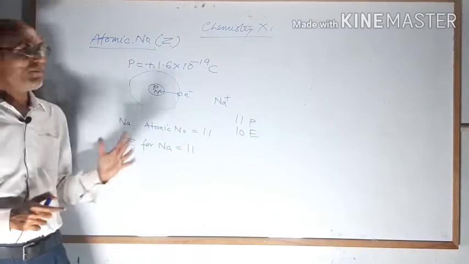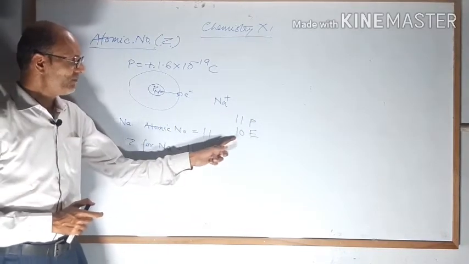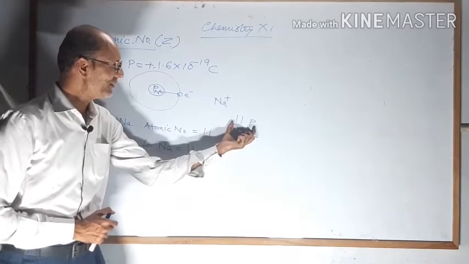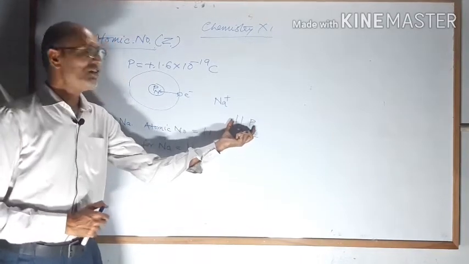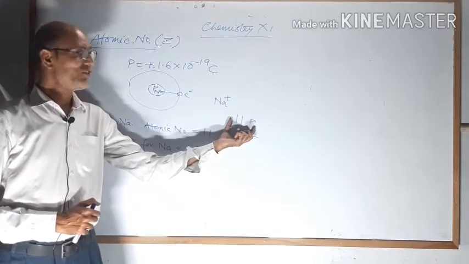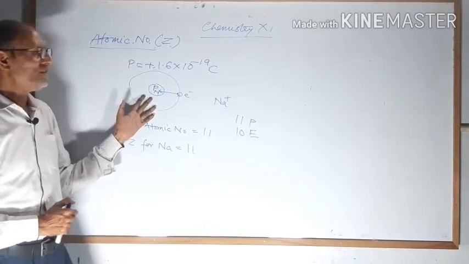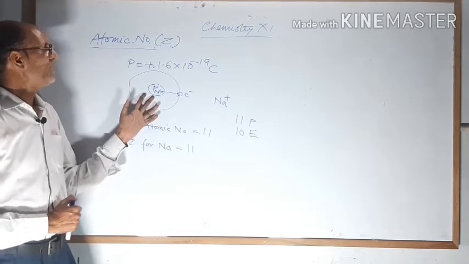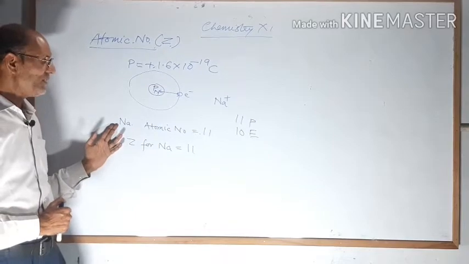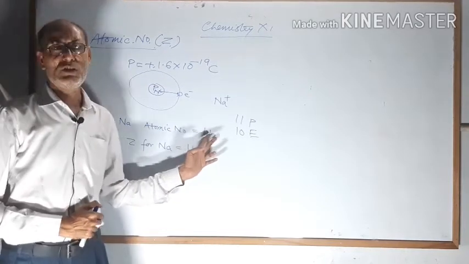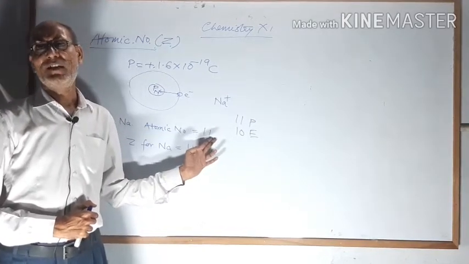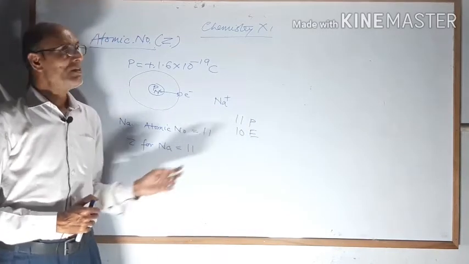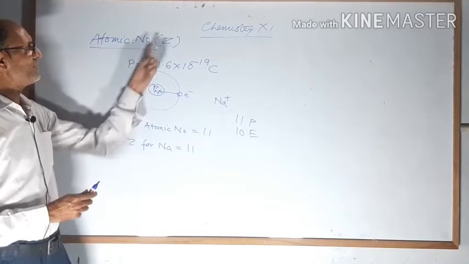Electrons can be fewer or more in any atom compared to its neutral condition, but protons remain the same, whether it loses or gains electrons. That means the atomic number of any atom cannot be changed; it is fixed. The atomic number of sodium is 11, so it will always be 11, whether it is in the form of an ion or a neutral atom. So it is represented by Z.